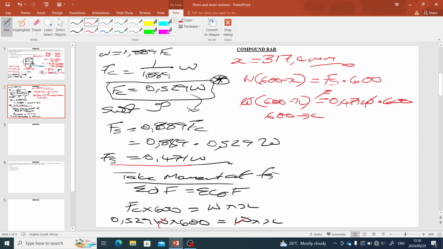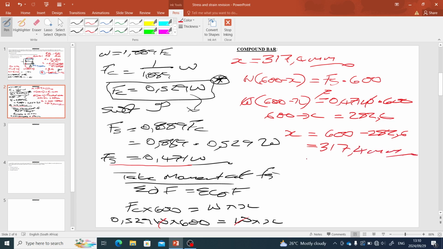Then 0,471 multiplied by 600. Then it gives us what? It gives us 282,6. Therefore, when we transpose this to the other side and transpose that, then we are having x equals to 600 minus 282,6. Then our answer, it is 317,4 millimeters. Right. Now, this would be the position of your W. This is how you determine the position of your W.